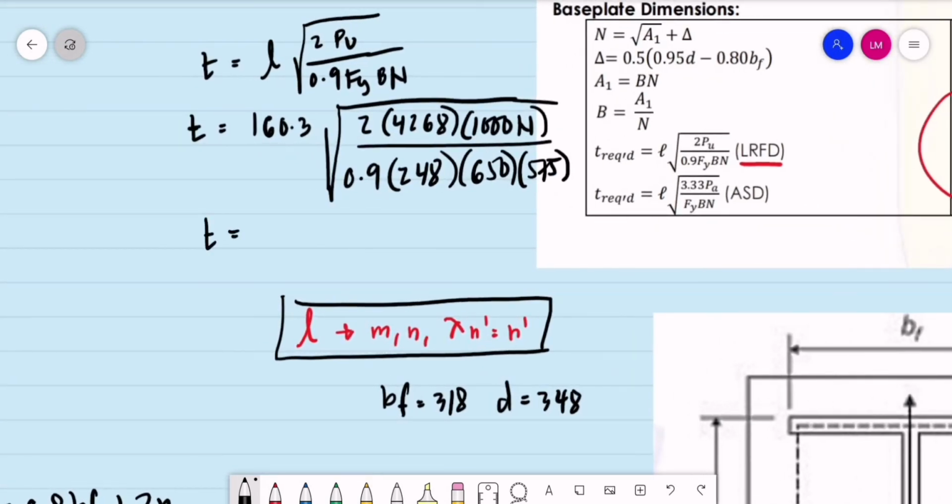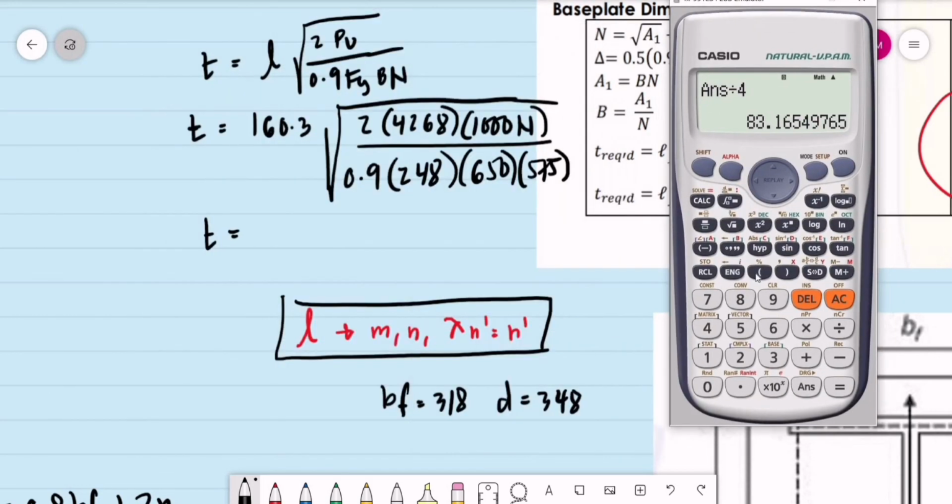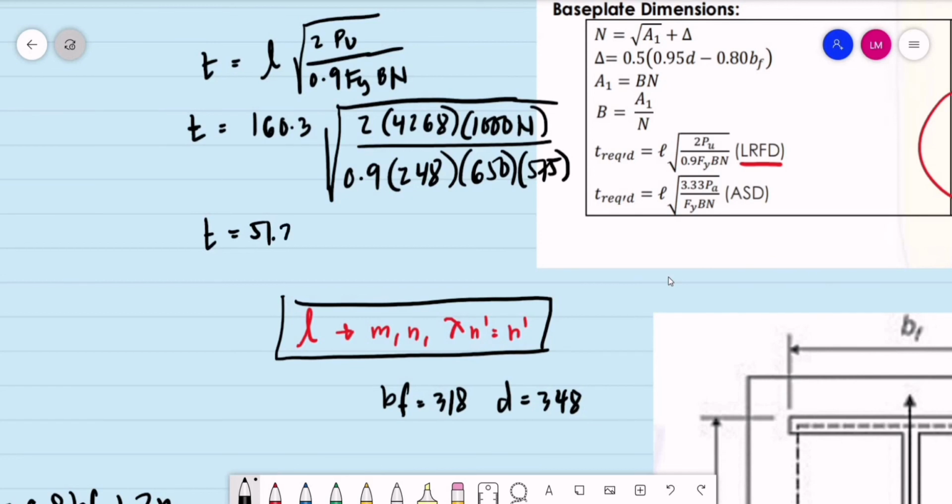So the thickness is equal to 160.3 times the square root of 2 times 4,268 kilonewtons multiplied by 1,000 to be in newtons, divided by 0.9 of 248. Supposedly B is 575 and N is 650, but it will give the same value. That is 51.277 millimeters. If we round this up to the nearest value divisible by 5, say 55 millimeters.